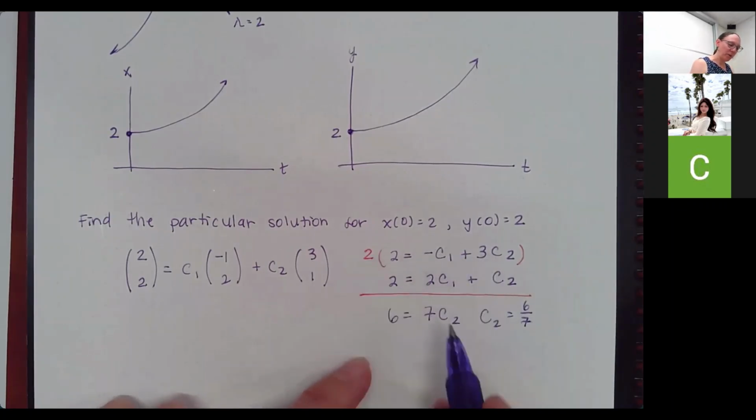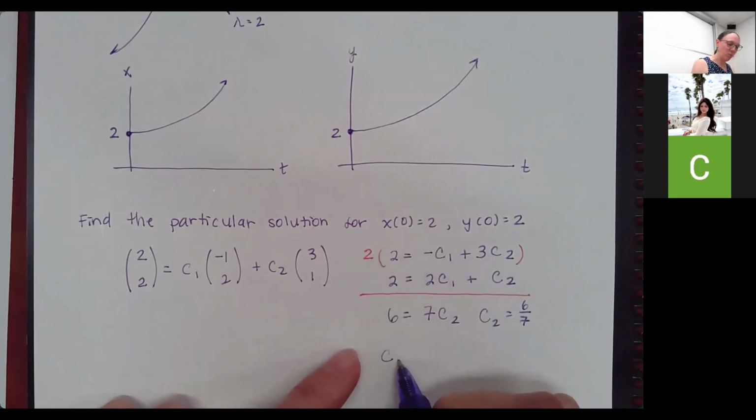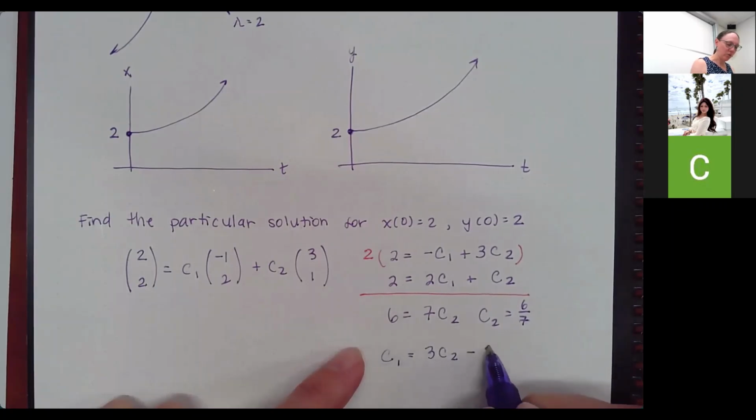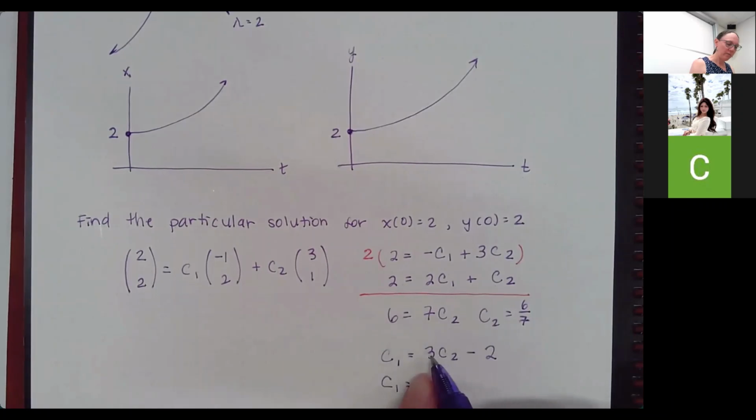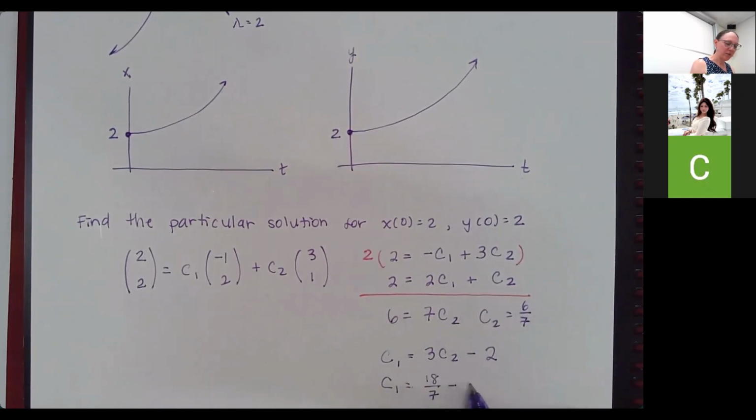So if I take the top equation and rearrange it, it says c1 is equal to 3c2 minus 2, or c1 is equal to 3 times 6, so 18/7 minus 2. And since 2 is 14/7, I think I'm going to get 4/7.